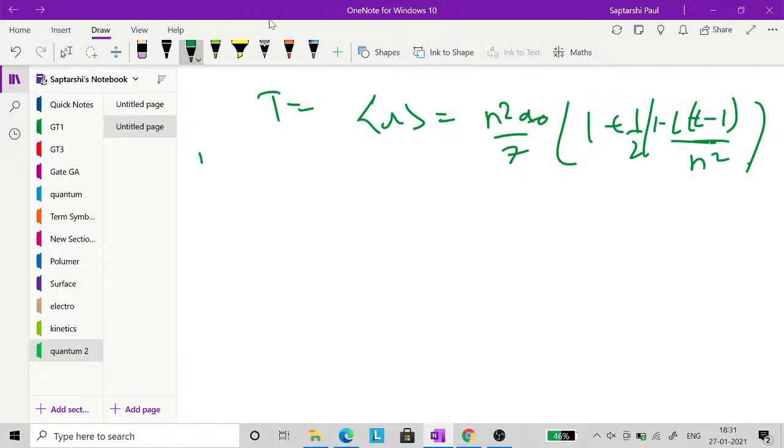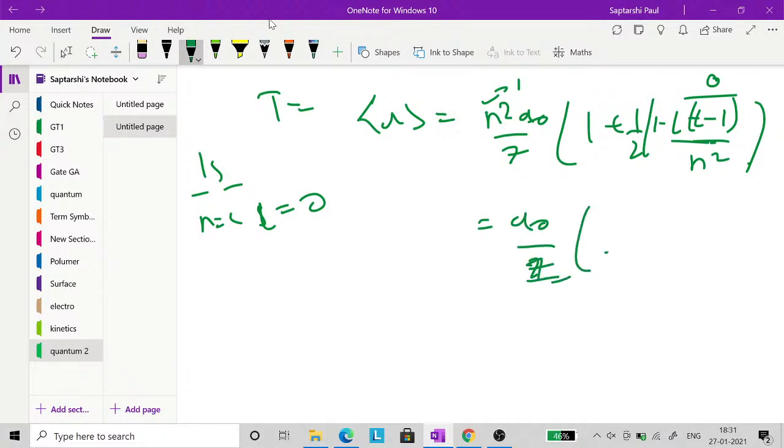It's saying for 1s, n is 1, s, so l is 0. This whole portion, 0 into 0 minus 1, is 0. N is 1, this is 1. This will be A0, and for hydrogen Z is equal to 1. 1 plus half, N square is 1. This is 3 by 2. 3 by 2 a0. We got the answer.